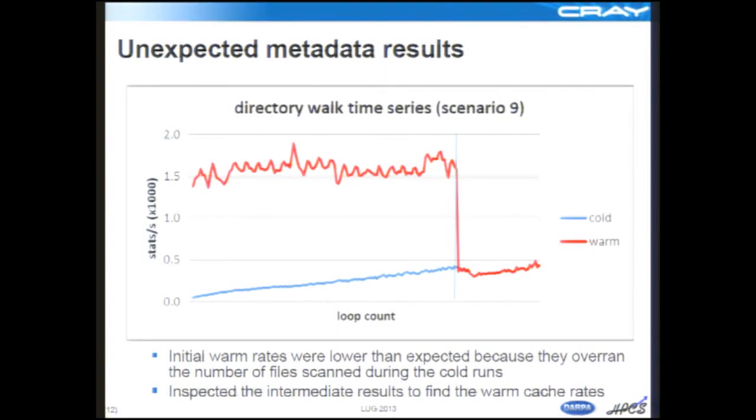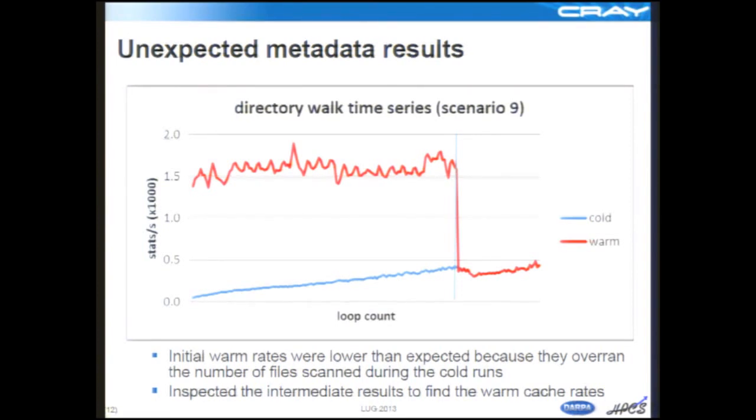On the x-axis here, we've got the loop count, which is essentially time, and then the actual data rates, stats per second, on the y-axis. Within a very short time, the warm cache was doing what we thought. We were getting 10x performance. But then as soon as we got past where the cold cache had already read, the warm cache was dropping down and essentially doing cold cache I/O.